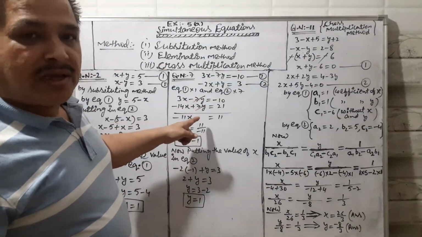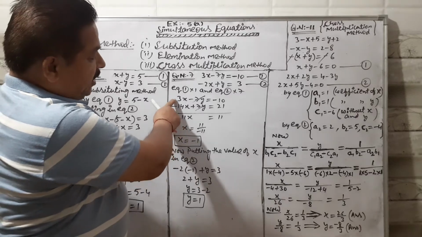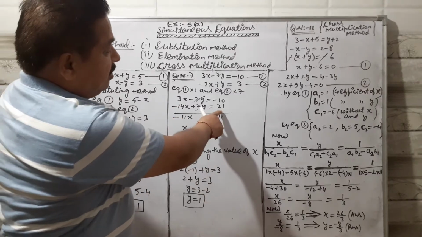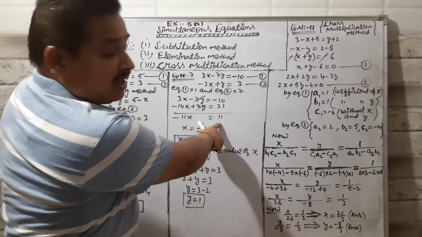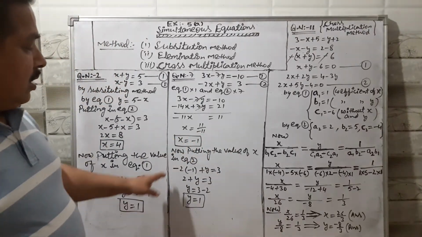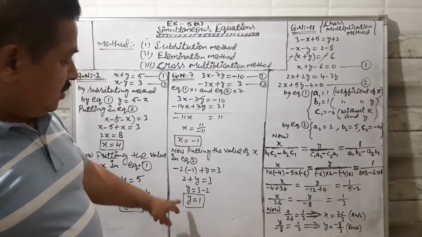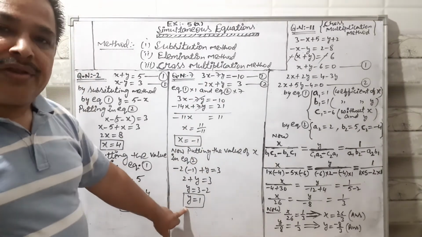Straight away they will be cancelled. 7y cancels. So how many x are left? Minus 11x. How many numbers are left? 11. So the x value will come -1. Now again, putting the value of x in any equation, you can put. So the y value will come out 1.